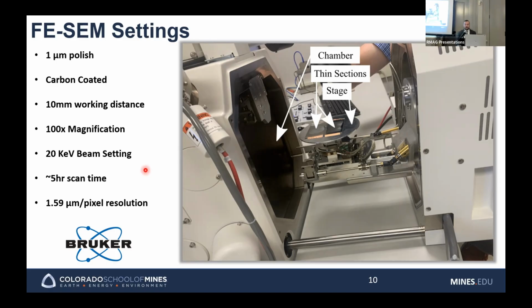On average, it was about a 5-hour scan time. This can range from under 3 hours to up to 7 hours, depending on what your scan area is and how complex your sample is. And our resolution is 1.5 microns per pixel. So any pore that's 1.5 microns or larger, we can detect. Anything smaller may be beneath the limit of detection.